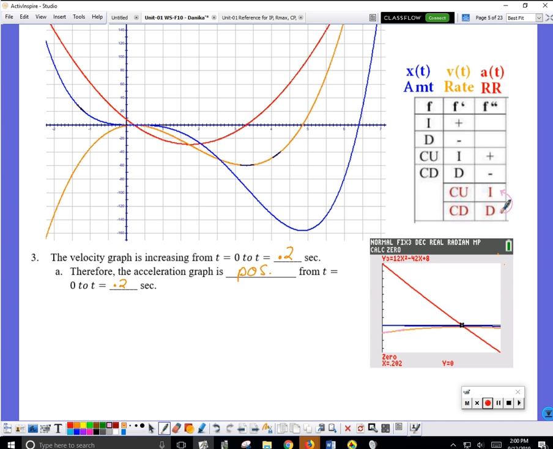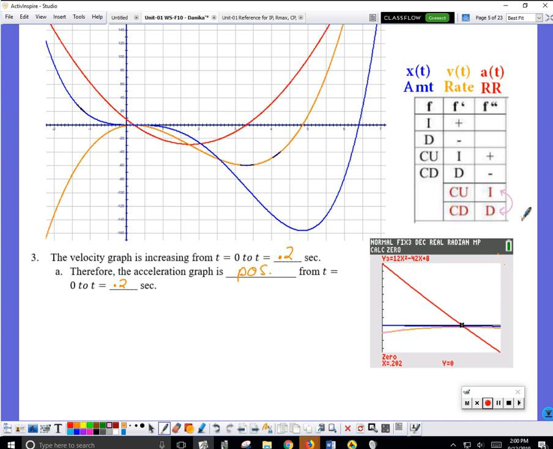Please raise your hand if you can tell me. Feel free to talk to each other. What would be the corresponding change on the velocity graph, according to Danika's chart, when the acceleration has a relative min? The whole point of the chart is to show you that when one function does this, the other function does something else, but they correspond.